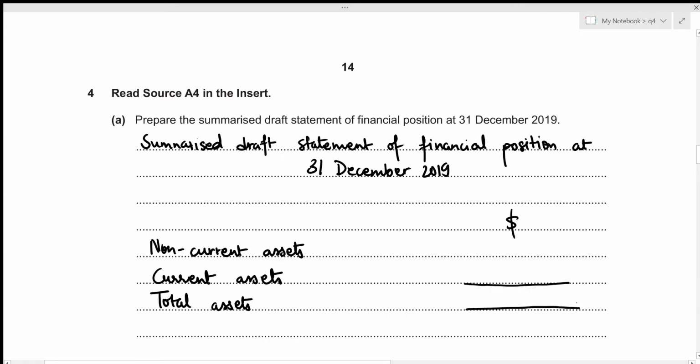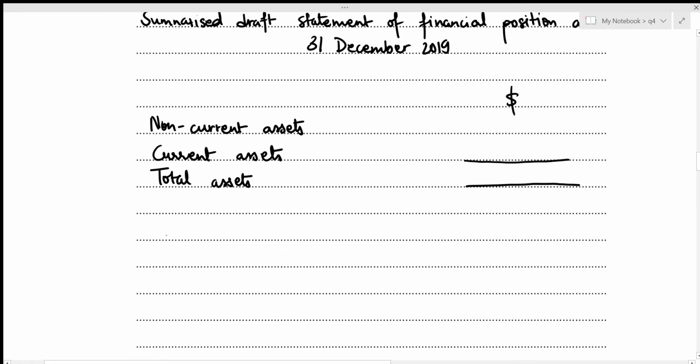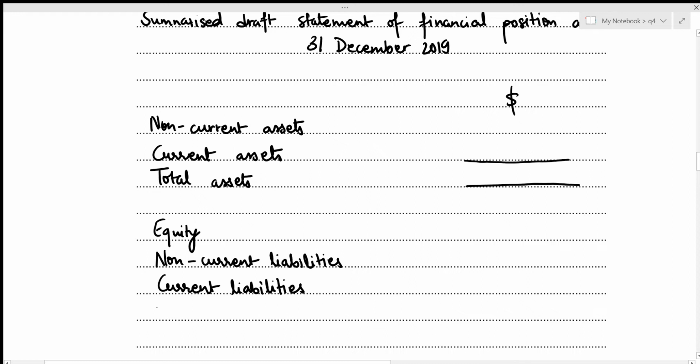Okay, similarly, now we can move towards the equity and liabilities section. So the first heading would be that of equity itself. Then we have the non-current liabilities. And our current liabilities. And the sum of these three values will give us the total equity and liabilities.